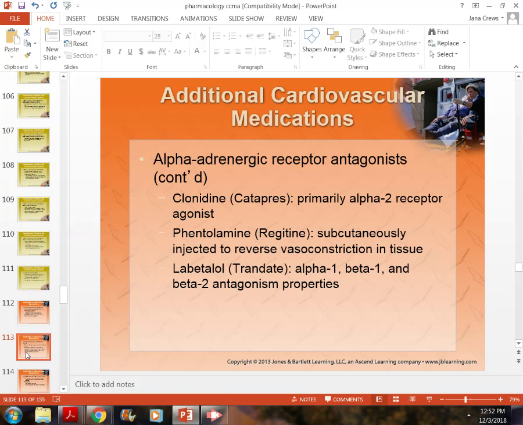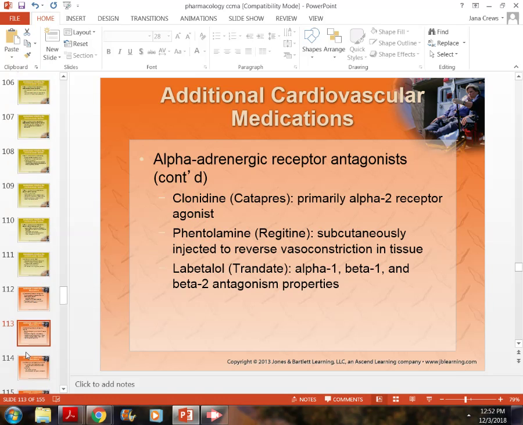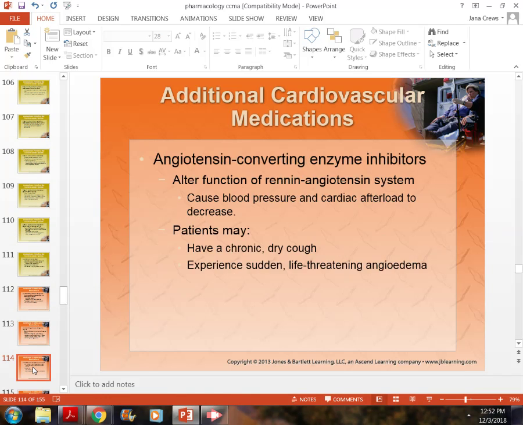Labetalol is given. It has beta 1 and beta 2 agonist properties. Labetalol is still given fairly often, sometimes in place of metoprolol when they are unable to tolerate metoprolol. Regitine, you guys are probably never going to give that. It's not used often in the clinic setting, so I'm not really going to worry so much about that, but you will have patients on the other two medications.